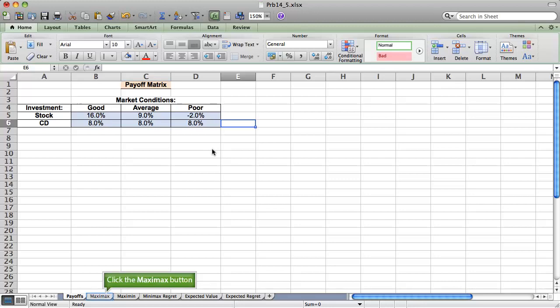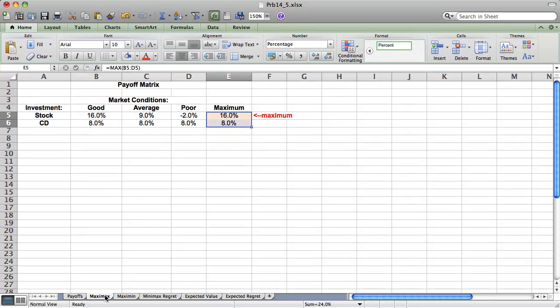Now once we input our payoff matrix, the Excel tool will take us through the different techniques for making a decision. Here we're trying to decide stocks or CDs. So if we look just in terms of the maximum return, stocks would be our choice, and the Maximax technique is showing us that. So the highest that we can get here is 16%, and that's what this table shows.